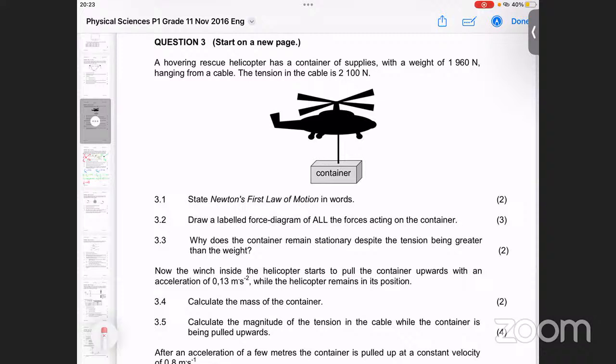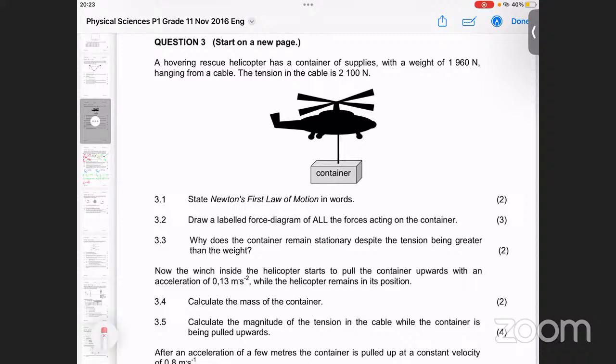Now they say state Newton's first law of motion in words. Again, you need to know Newton's first, second, and third laws by heart. A body will remain in its state of rest or motion at a constant or uniform velocity unless a non-zero resultant, otherwise net force, acts on it. You just need to know that by heart.